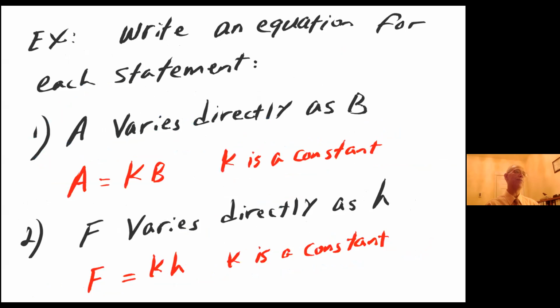So write an equation for each statement. Number 1, A varies directly as B. Since it says directly right here, A equals K times B with K being a constant. How about number 2? F varies directly as H. Well, again, directly. F equals K times H, with the understanding that K is a constant. Let's go to the next page.